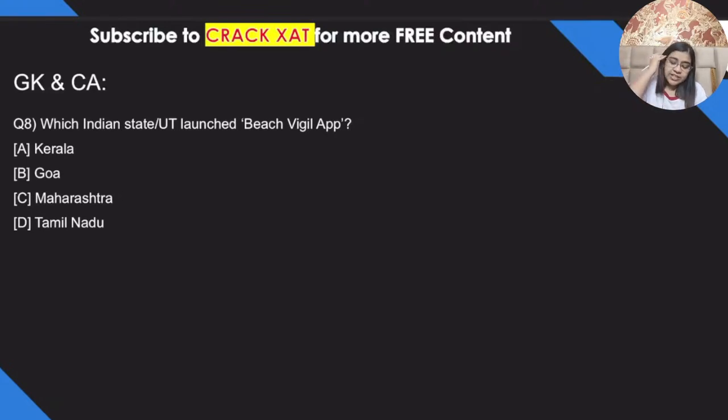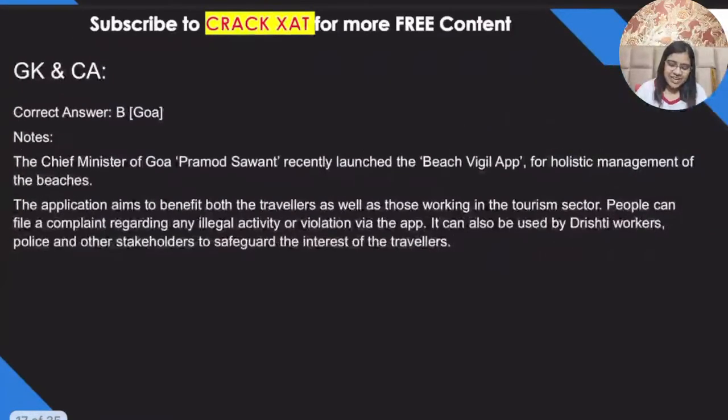Which Indian state or UT launched the beach vigilance app? Now see, all of these have beaches, but beach is sabse special for. Now Rakesh has definitely mentioned your trick, ma'am. Yes, of course, Goa. No doubt, Goa. Yes. So the answer is Goa. Chief Minister of Goa, Pramod Sawant. Number one, point to be noted. Recently launched the beach vigil app for holistic management of the beaches.